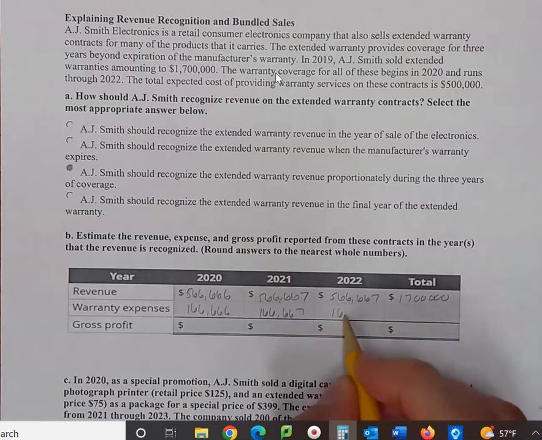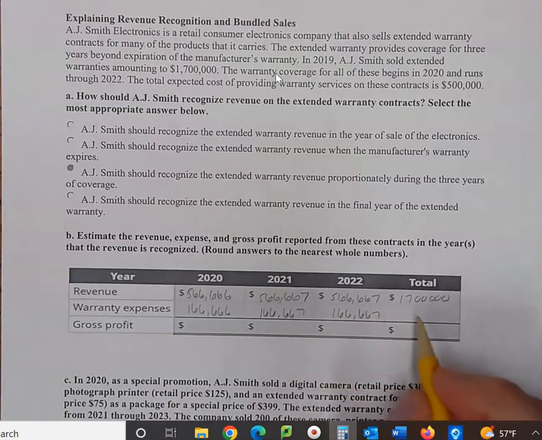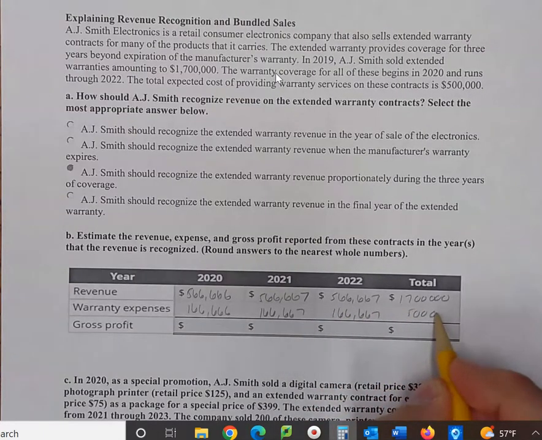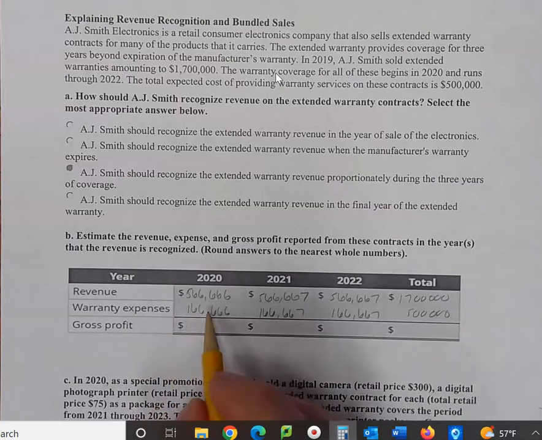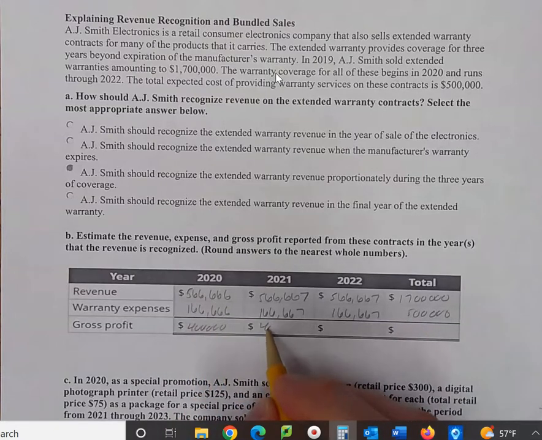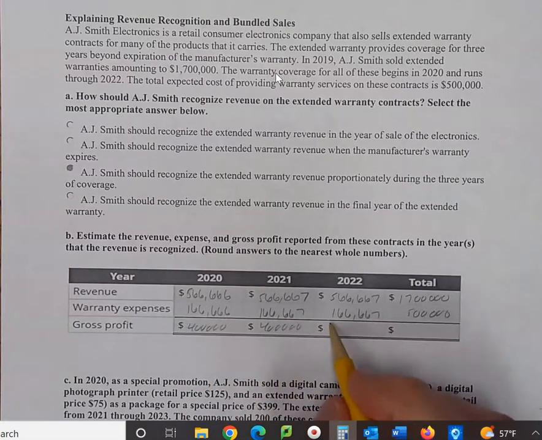$667 and $166, $667, and that's for a total of $500,000. And then we can probably just about do this in our head. $566 minus $166 is $400,000 for 3 years straight. Okay.